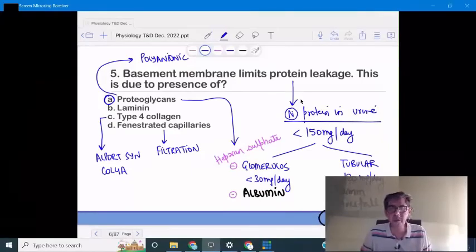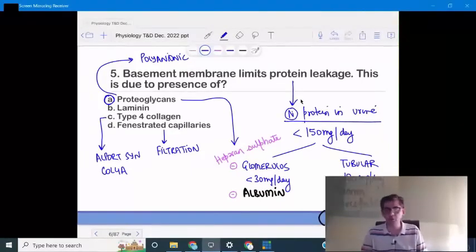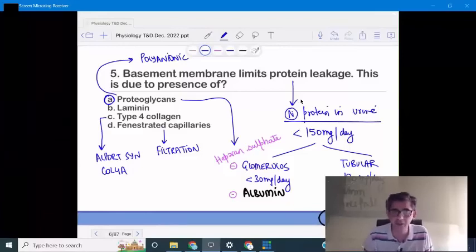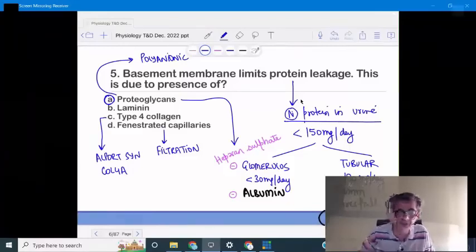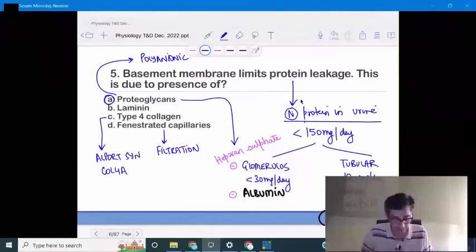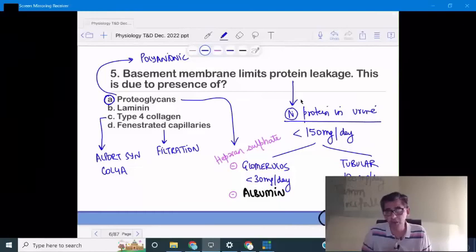Protein leakage कौन prevent करता है? तो there are two things that prevent protein leakage. One is heparin sulfate, and the second thing that prevents protein leakage is podocytes. The foot processes of podocytes play an important role in preventing the leak.